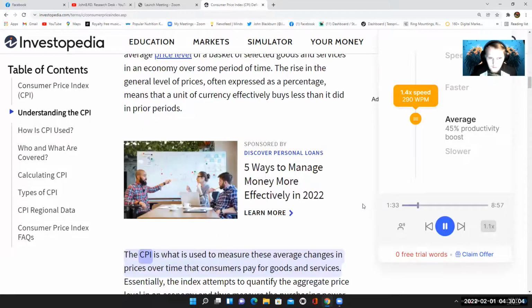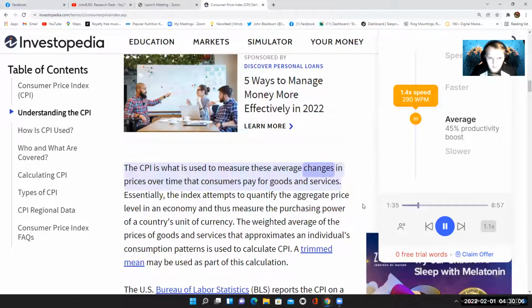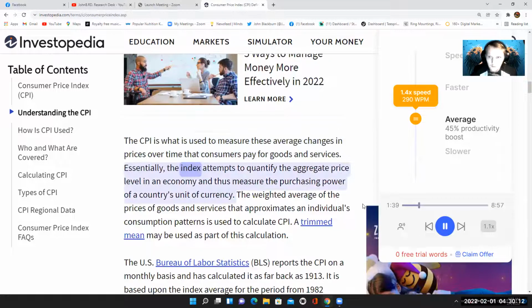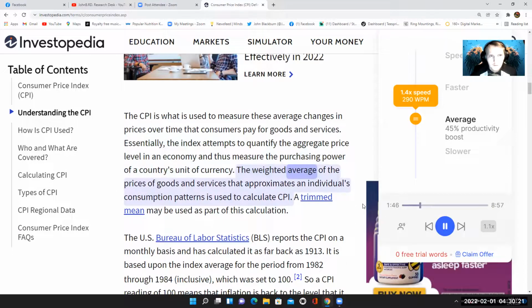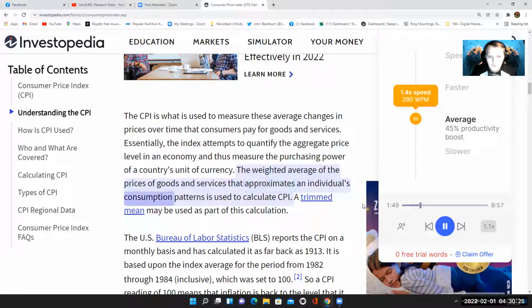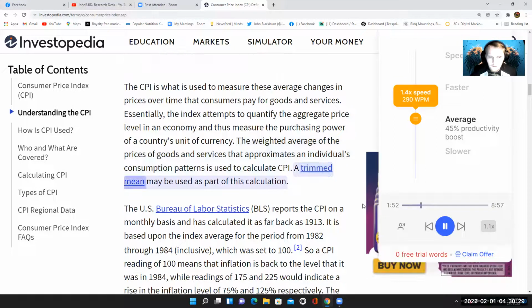The CPI is what is used to measure these average changes in prices over time that consumers pay for goods and services. Essentially, the index attempts to quantify the aggregate price level in an economy and thus measure the purchasing power of a country's unit of currency. The weighted average of the prices of goods and services that approximates an individual's consumption patterns is used to calculate CPI. A trimmed mean may be used as part of this calculation.